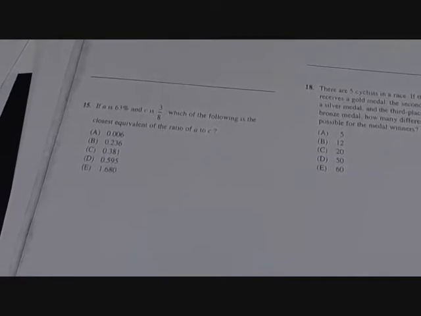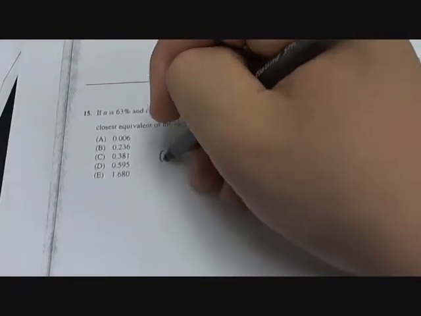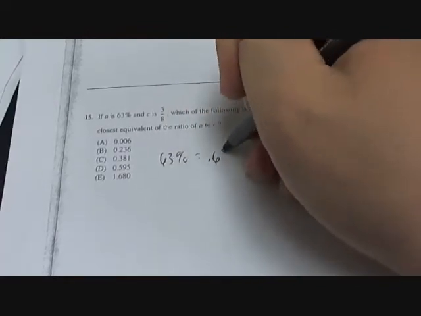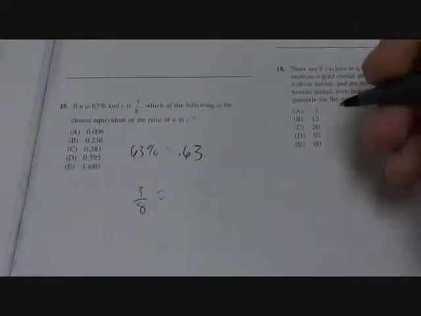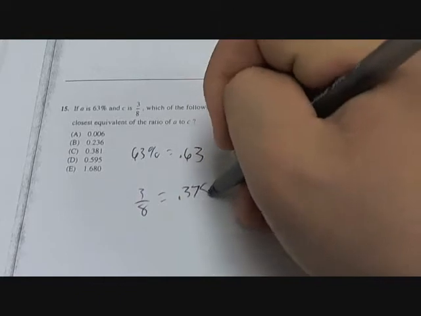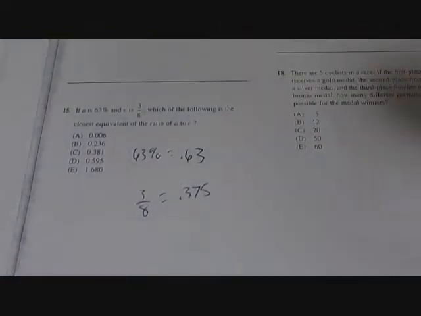Alright. If a is equal to 63% and c is 3/8, which of the following is the closest equivalent to the ratio of a to c? Alright, so we need to remember that 63% is the same thing as saying 0.63, and 3/8 is the same thing as 0.375. Since 1/8 is 0.125, you multiply it by 3.